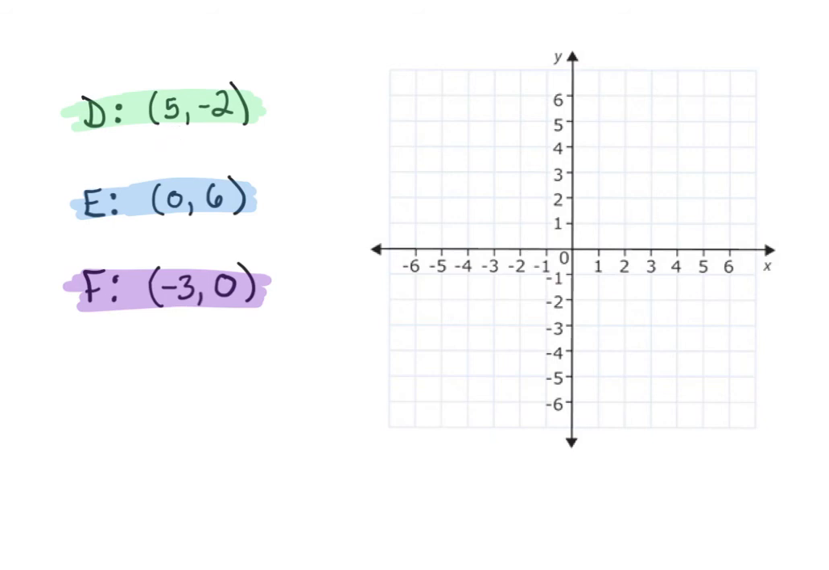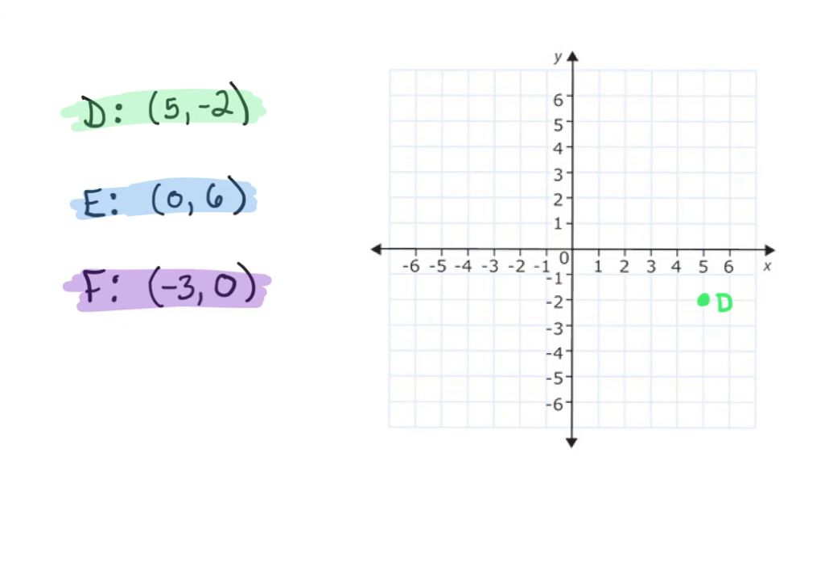So I find 5 on the x-axis, and then I look at the y value of point D, which is -2, so I'm going to move 2 down, and then I plot my point. Point D is at (5, -2). Take a moment and predict where point E is going to be plotted.